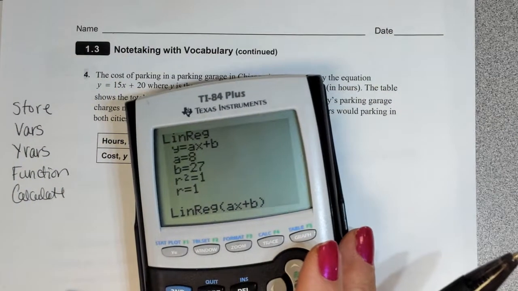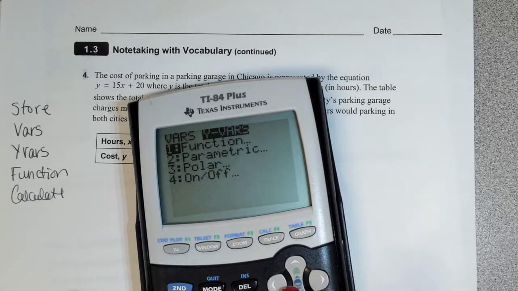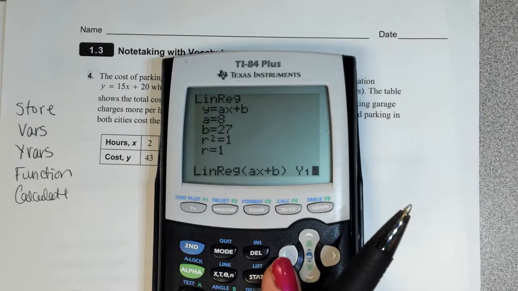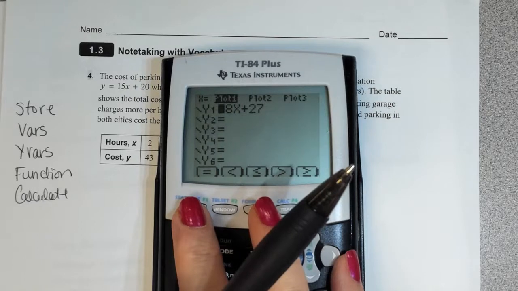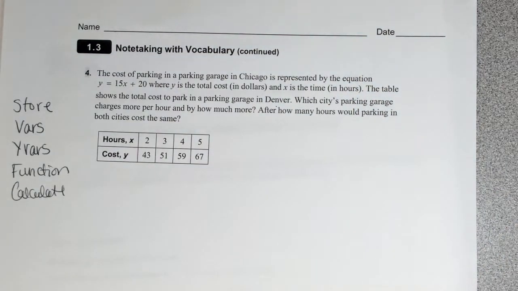Oh, it said that if you hit vars, then you can just go to Y vars from there. But does that still store it? Let's see, vars, Y vars, function. So I don't know if this is going to work. Let's see. Okay, it did. So yeah, the older calculators are a little bit different. So just go straight to vars? Yeah, go straight to vars.